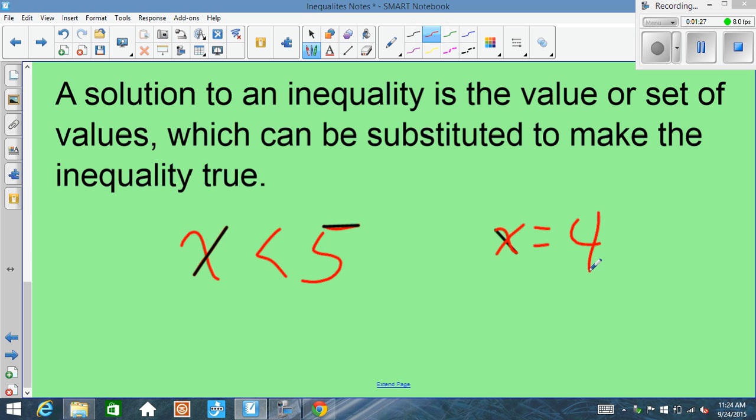If x equals 4, that's true. If x equals 3, that's still true. If x was to equal negative 2, that's still true.